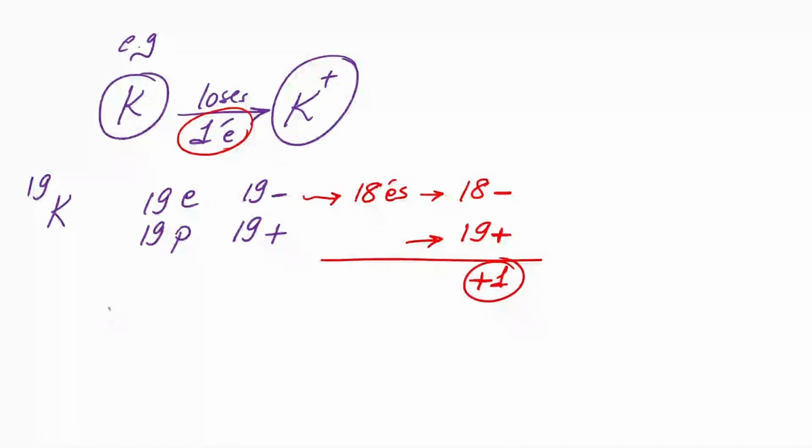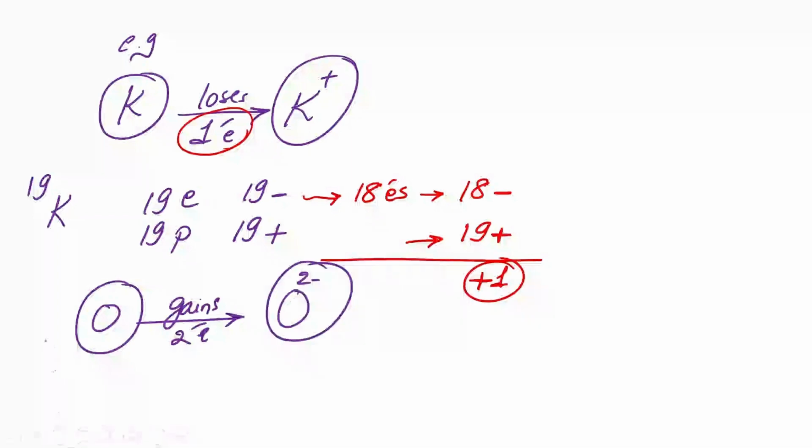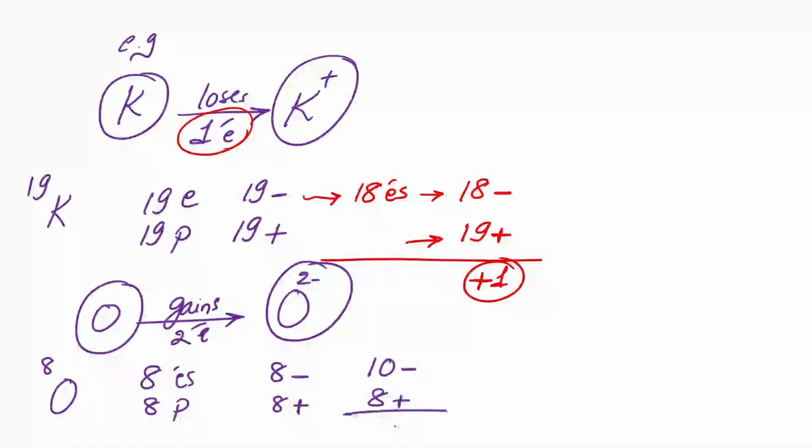Another example, oxygen. When oxygen is involved in a chemical reaction, each atom gains 2 electrons, and it becomes a negatively charged ion, an anion. As we know, oxygen has 8 electrons and 8 protons. In other words, 8 negative charges and 8 positive charges. So when it gains 2 electrons, it has now 10 negative charges and still 8 positive charges. So the overall charge is 2 negative charges. That's why oxygen forms an anion.